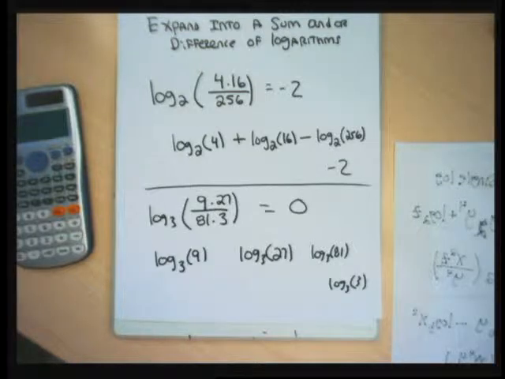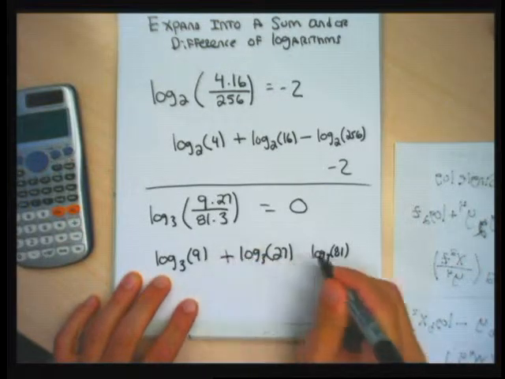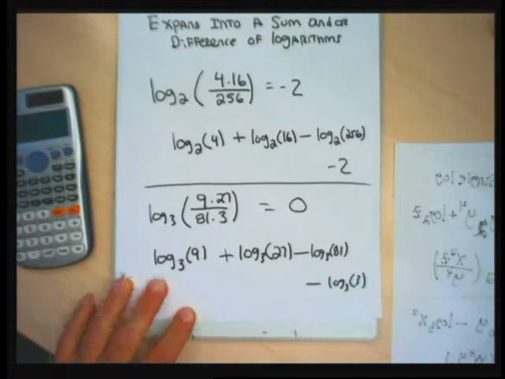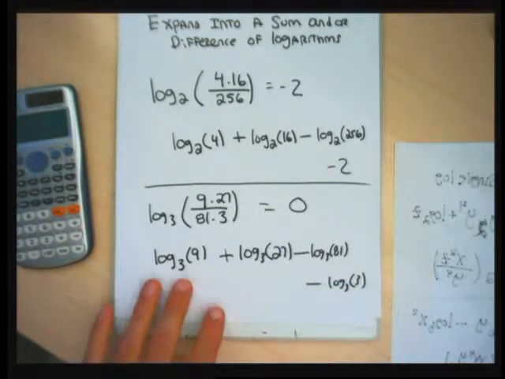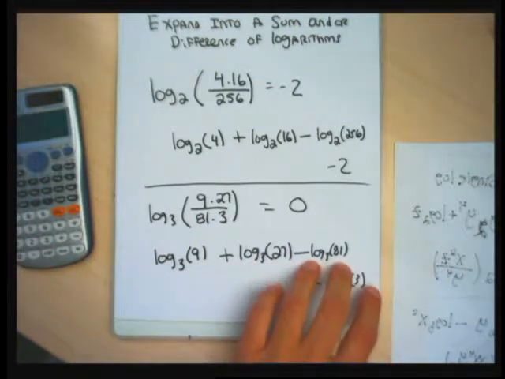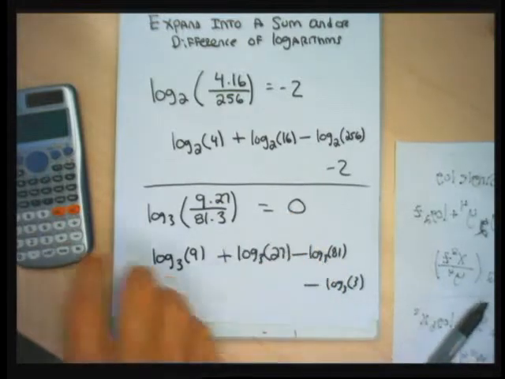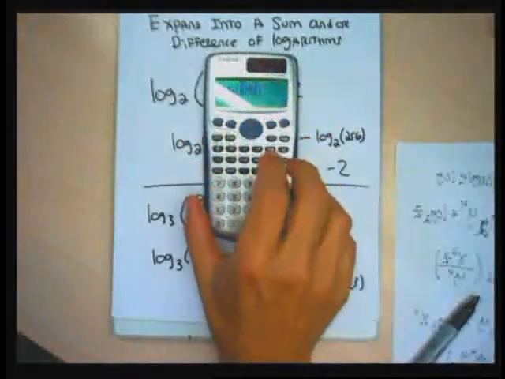The 9 and the 27 don't deserve minus signs because they're not in a denominator. The 81 and the 3 do get minus signs. I claim if I do log base 3 of 9 plus the log base 3 of 27 minus the log base 3 of 81 minus the log base 3 of 3, I'm going to get that 0. So let me try that.